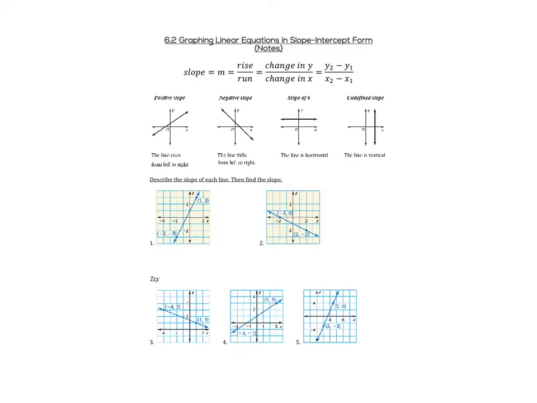Finding slope from a graph is really pretty easy. You just count your rise and count your run. When you have two ordered pairs that are given to you, then that is when you're going to probably use this formula that's up here.